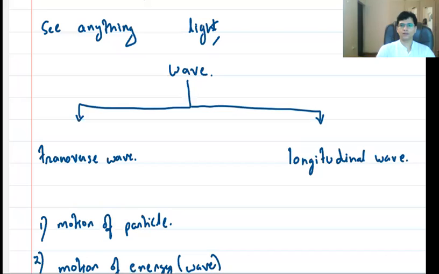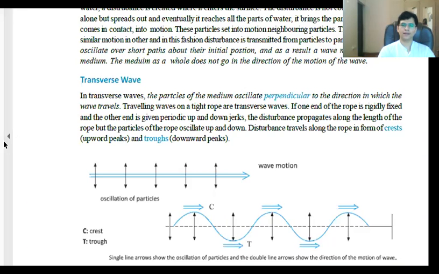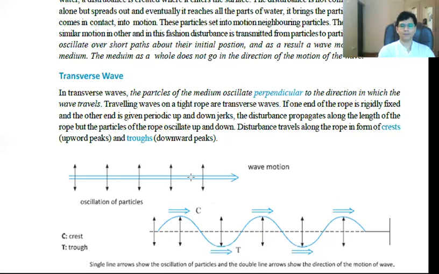So let's see. As I said, if the particle oscillates perpendicular to the wave motion, then that kind of wave is called a transverse wave. That is one thing that we have to notice. I'm just talking about the transverse wave for now.